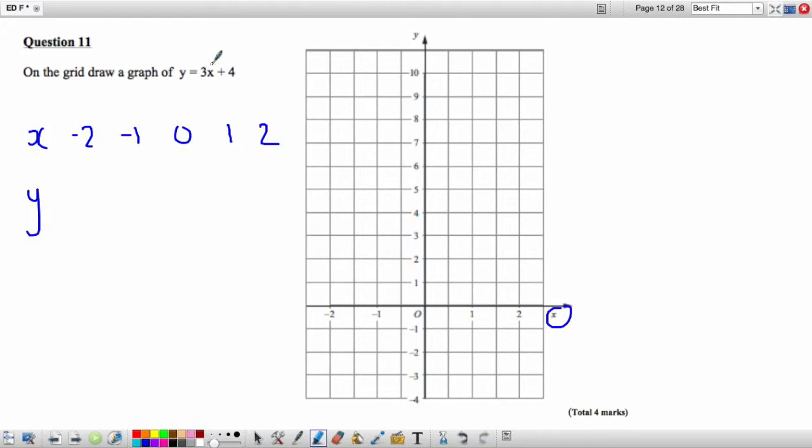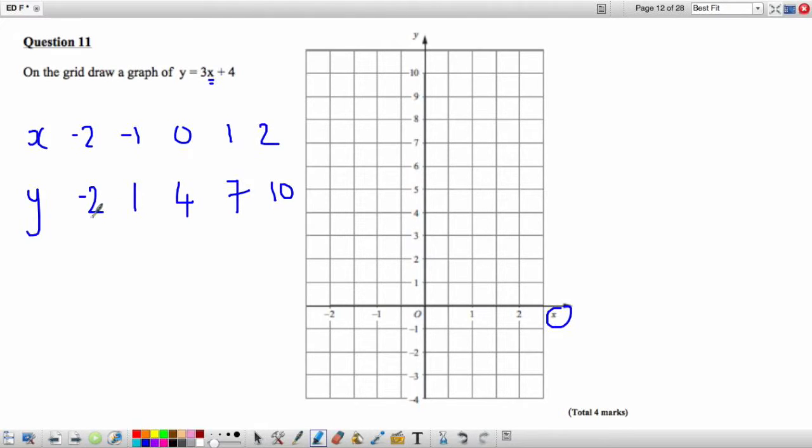So substituting in here, 3 multiplied by 0 is 0 plus 4 is 4. 1 multiplied by 3 is 3 plus 4 is 7. 2 times 3 is 6 plus 4 is 10. Then moving on to our negatives, we could either see our pattern and we see that we're adding 3 each time, therefore this number must be 1, or we can substitute in again. So here 3 times -2 is -6, plus 4 is -2.